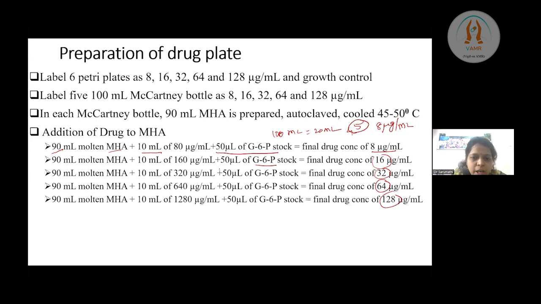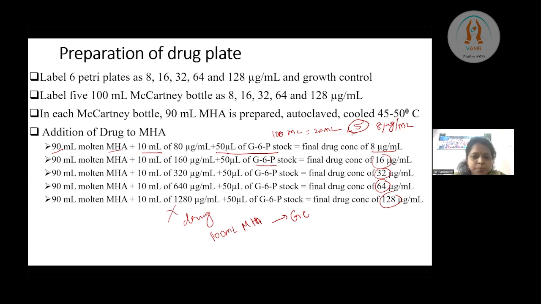The final growth control plate will not have the drug, just 100 ml of molten MHA. Glucose 6-phosphate is also not required, just 100 ml of molten agar, which can be used as a growth control plate along with the drug concentration plates.